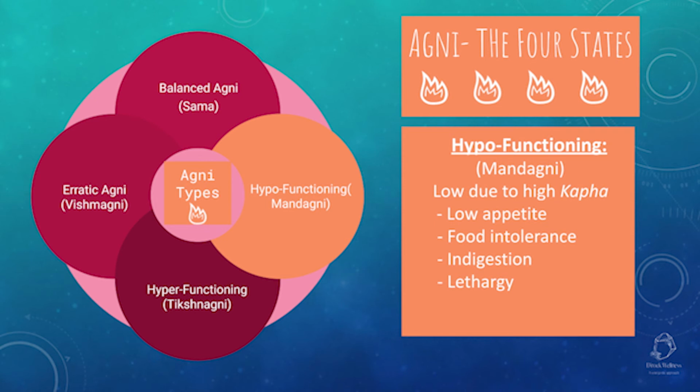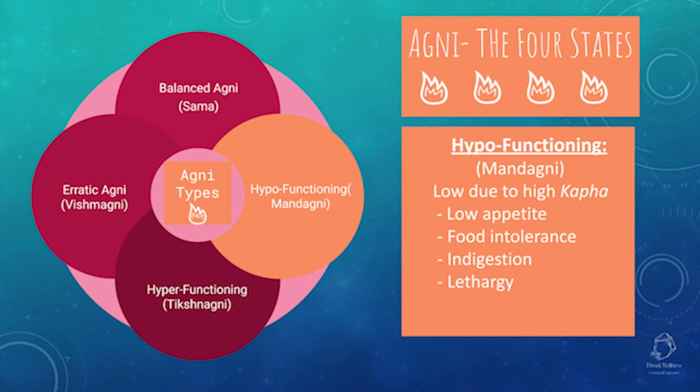If kapha is too high, increase bitter, pungent, and astringent tasting foods, and significantly decrease sweet, sour, and salty tasting foods and drinks until balance is achieved. Also, make sure you're eating foods for the gunas as well. For kapha, we want to eat light, dry, and heating foods. We want to drink hot or warm water.